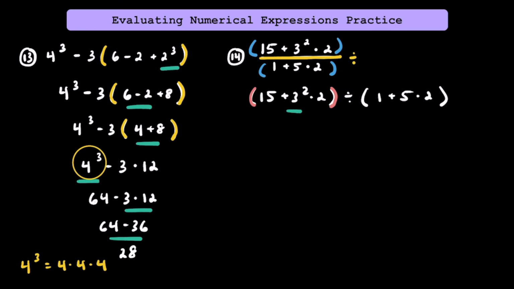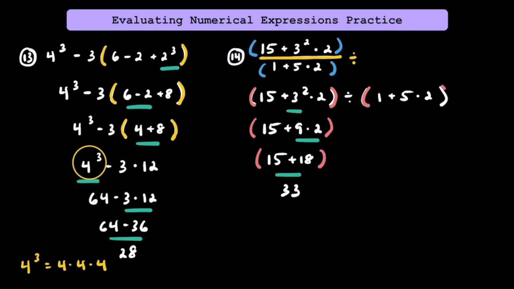Inside here, 3 squared is going to go first. That'll equal 9, so we'll write 15 plus 9 times 2. This is still in parentheses. Then 9 times 2 will go next, which is 18, and we can write 15 plus 18. Keep that in parentheses. And 15 plus 18 equals 33.